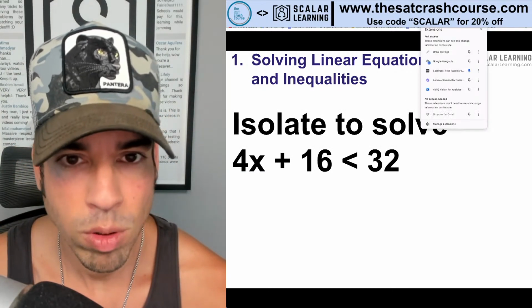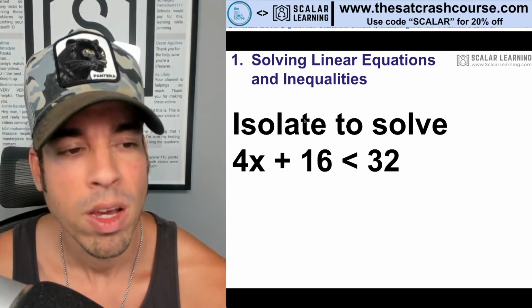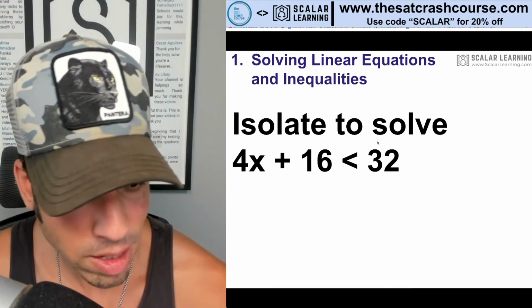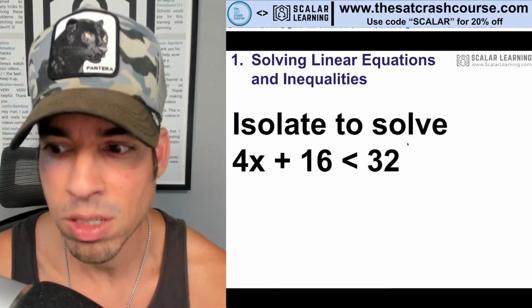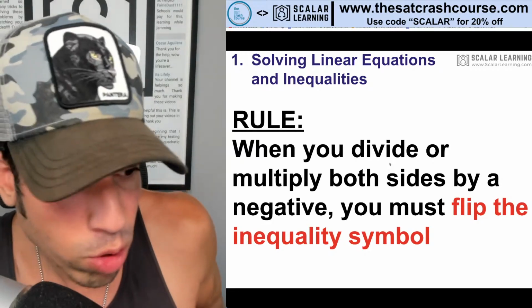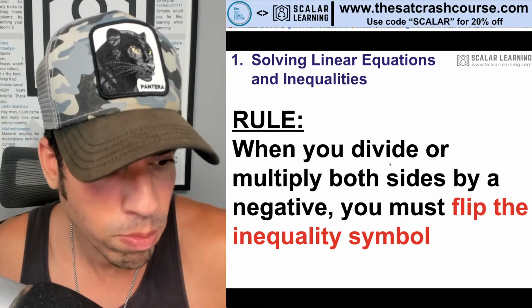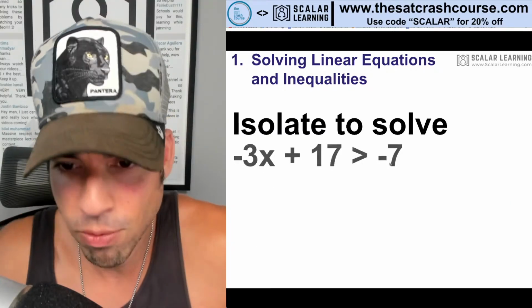And again, when we're doing this one, it's the same idea, right? You're going to subtract 16, divide by 4, and you're going to get x is less than 4. That's how you solve an inequality, very similar to an equation. Okay, let's move it along. This is very important. When you divide or multiply both sides by a negative on an inequality, you must flip the inequality symbol.